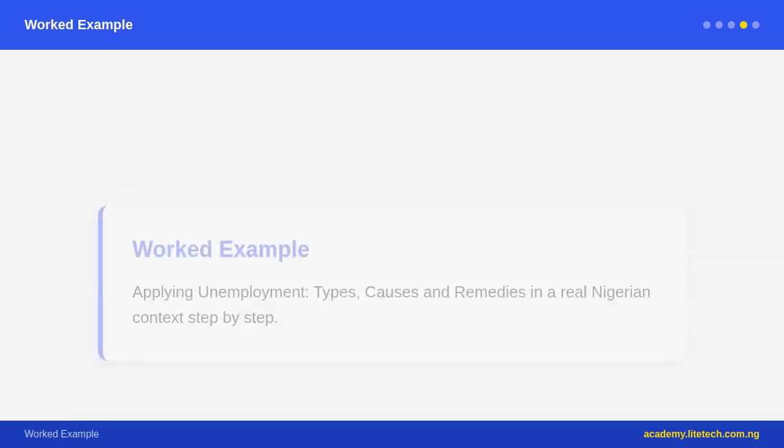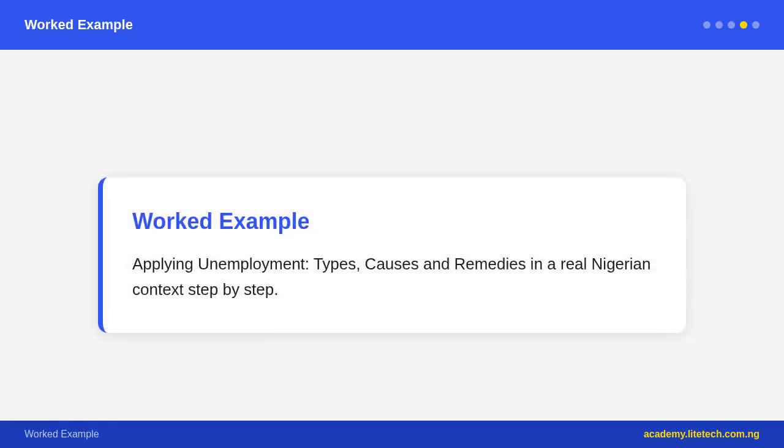Sixth, dependence on oil. Nigeria's oil-dependent economy does not generate sufficient employment for the large population. The oil sector contributes over 8% of GDP but employs less than 0.5% of workers. Remedies for unemployment vary by type.